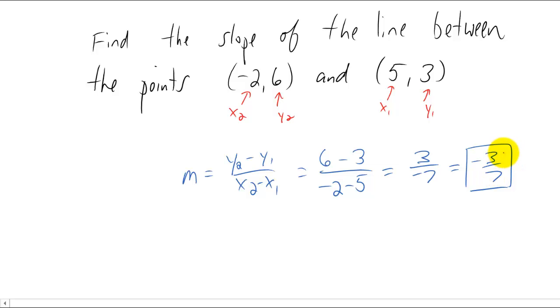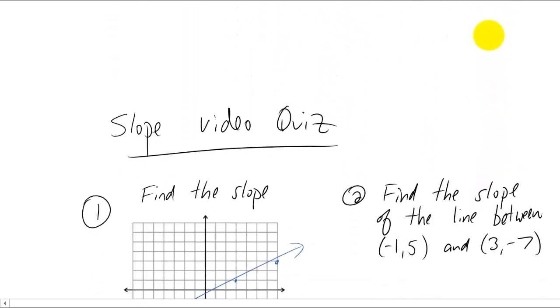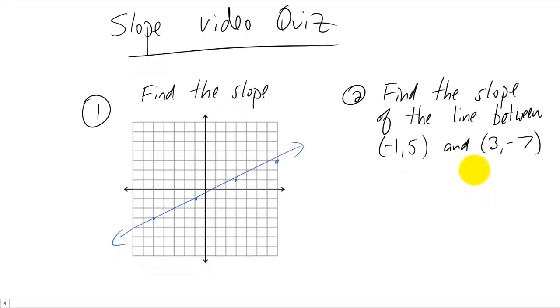Okay, now that we've done a couple of problems, hopefully you've gotten some basic information about slope. Here's your quiz. Find the slope of the line that I drew here. Obviously the line is not touching the points perfectly, but those points are supposed to be on the line. And then find the slope of the line between the 2 given points.